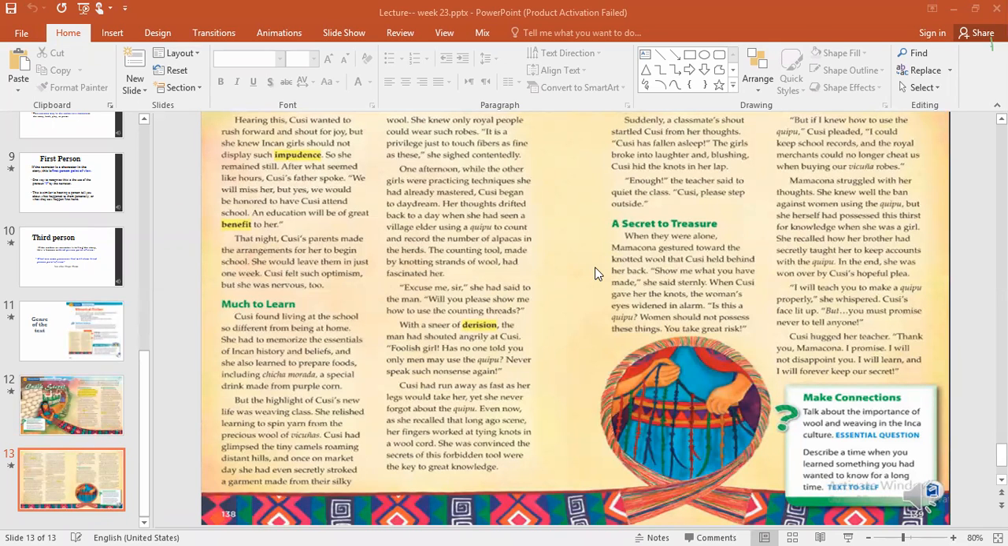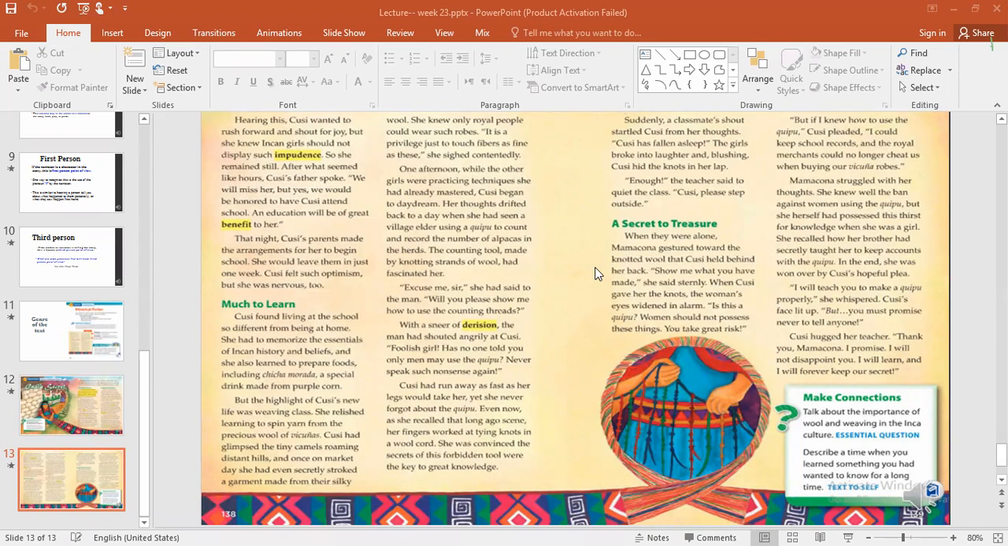Mama Kona struggled with her thoughts. She knew well the ban against women using the quipu, but she herself had possessed this thirst for knowledge when she was a girl.